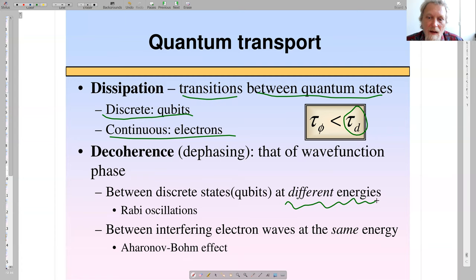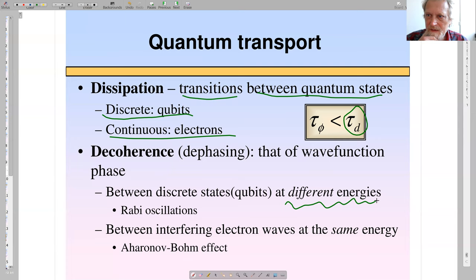There can also be a change of the phases between electron states at the same energy, like we've been talking about the Aharonov-Bohm effect. Two electron waves at the same energy do interfere. Dephasing also breaks the Aharonov-Bohm effect, suppressing these oscillations of electrons at the same energy. Good. This is what we have in quantum transport.